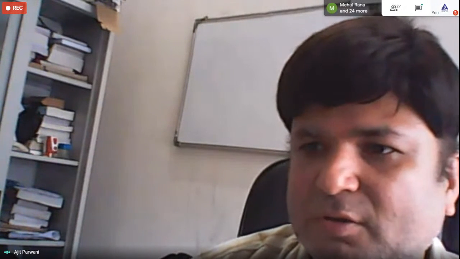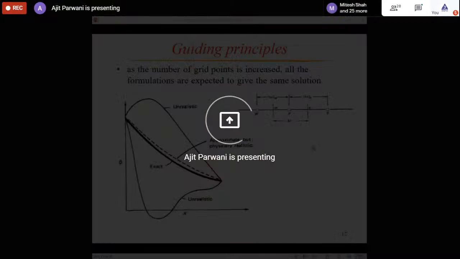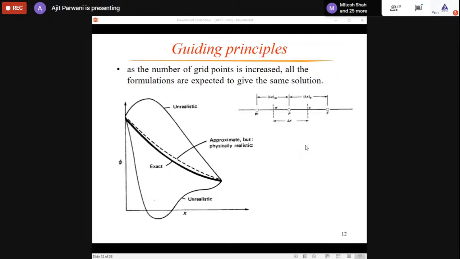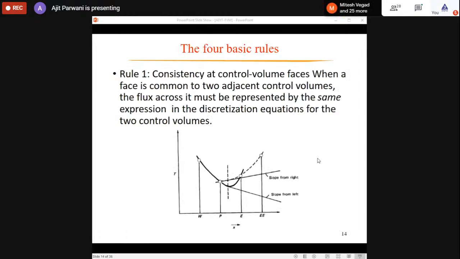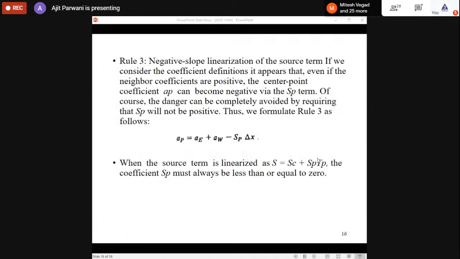Is it visible now? Yes, now it is visible. Sorry for the interruption. Where did it become invisible? I don't know, just two minutes before. Okay. Right.